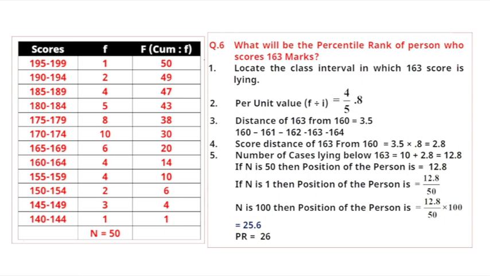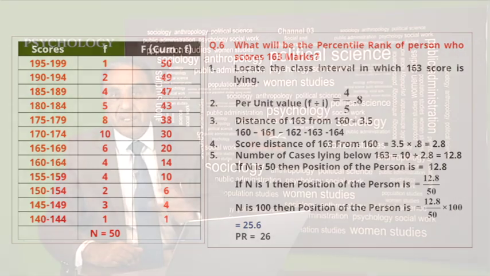And what is the size? 160, 161, 162, 163, 164, that is 5. So we are dividing 4 by 5, that is 0.8. That means the 0.8 value will be distributed over all the 5 scores. If you multiply 0.8 by 5, the value will be 4. We calculated 4, the 4 persons are coming.